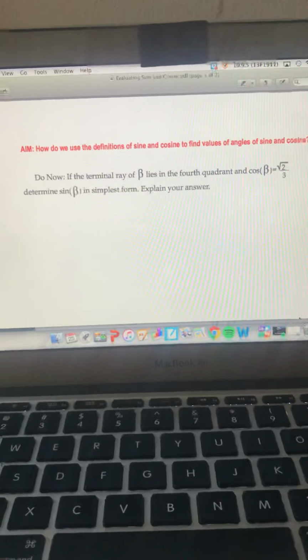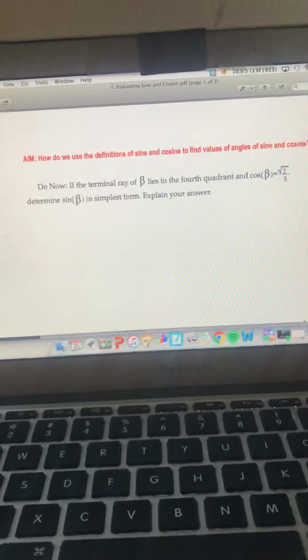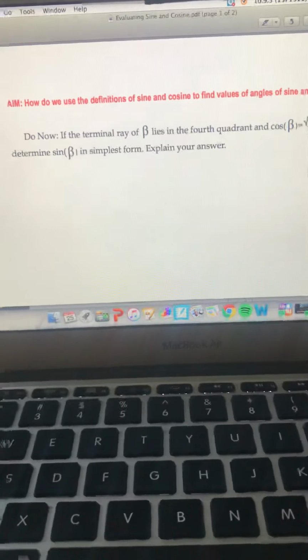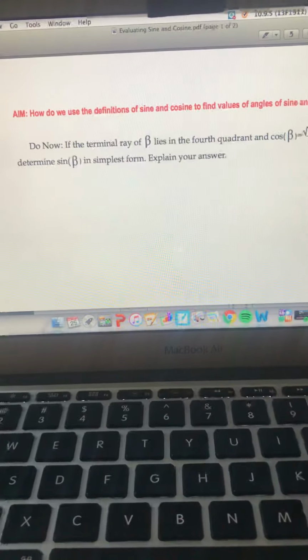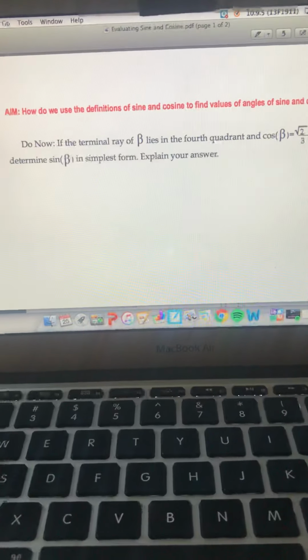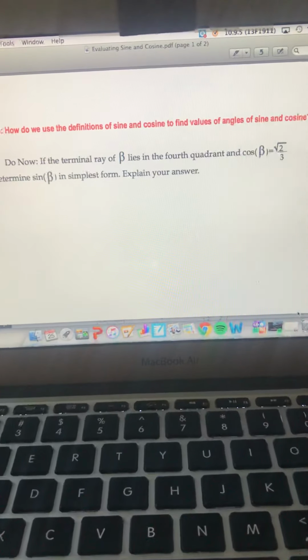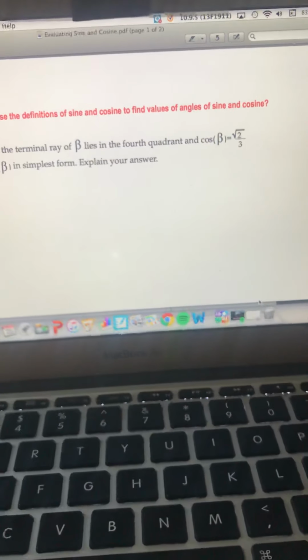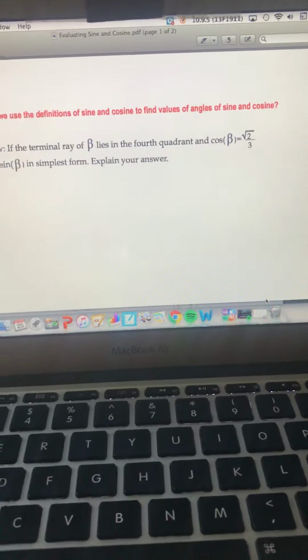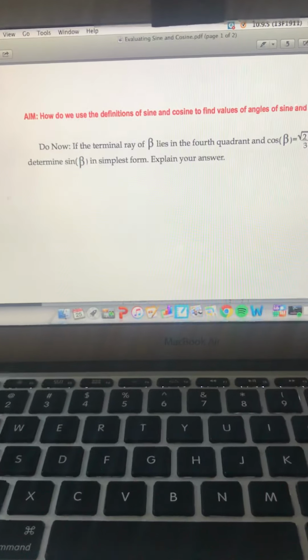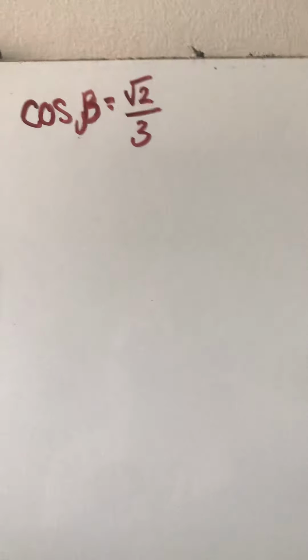I'm asking you to basically determine what sine of beta is in simplest form. So I know that the terminal ray of beta, that's a Greek letter right there, B represents beta, lies in the fourth quadrant, and cosine beta is equal to square root of 2 divided by 3. Determine sine of beta in simplest form. So over here I just transferred what I knew about this problem.